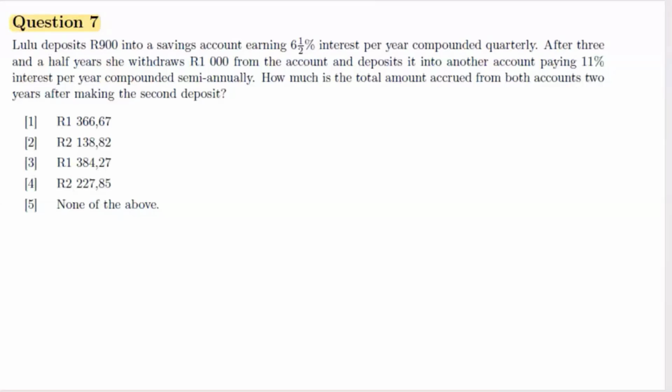Okay, so there are 2 accounts here. Lulu deposits 900 at Nedbank. Then after 3.5 years, she decides, I want some money. She withdraws some money, and she does not withdraw everything. There could have been some amount that is left, which continues for 2 years, and then we go to Capitec and open another account which runs for 2 years.